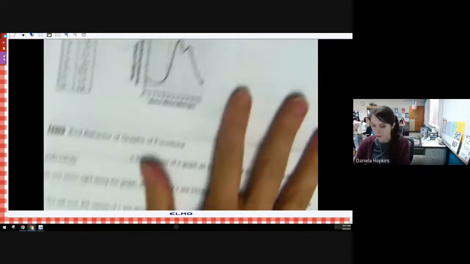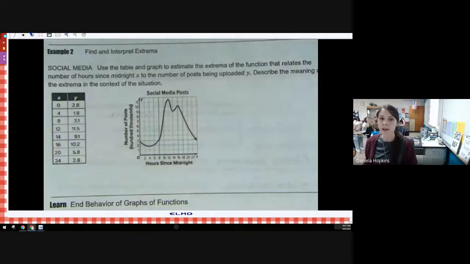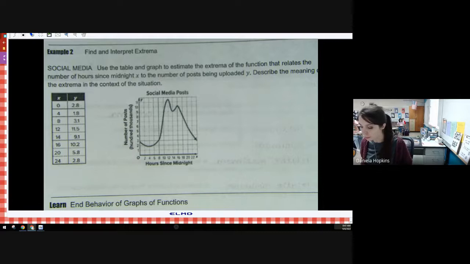So I apologize, this is a little bit wordy, but then I will be done. So find and interpret extrema. We have this social media example where we want to use the table and graph to estimate the extrema of the function that relates the number of hours since midnight, X, to the number of posts being uploaded, Y. And then we're going to describe the meaning of the extrema in the context of the situation.